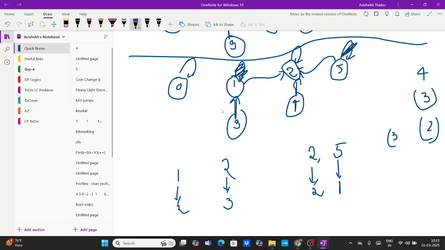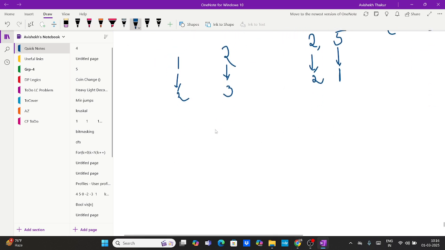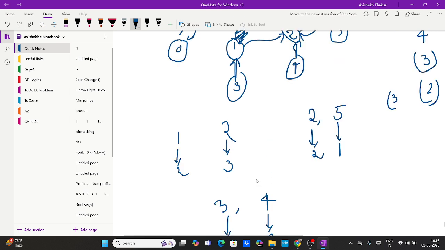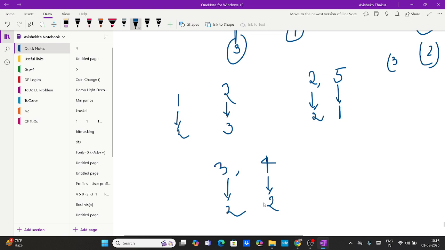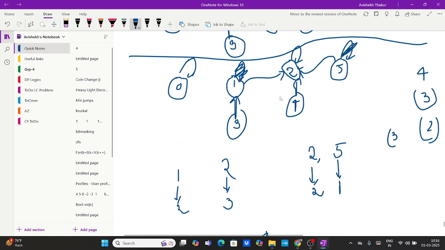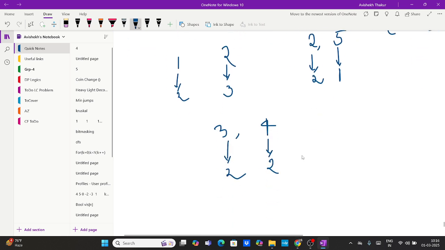Okay, so now let's say we have to merge 3 and 4. There is this case we will handle explicitly. Can you see that 3 and 4 are already in the same component? When I say merge 3, 4, the representative of 3 is 2, and the representative of 4 is also 2. If they have the same values, that means they are in the same component. So do nothing in that case.